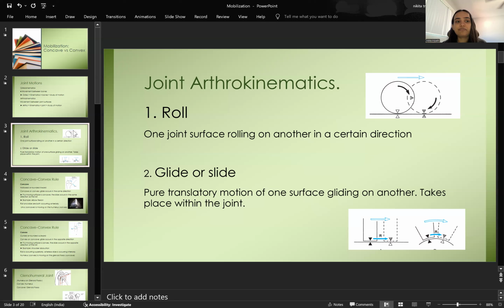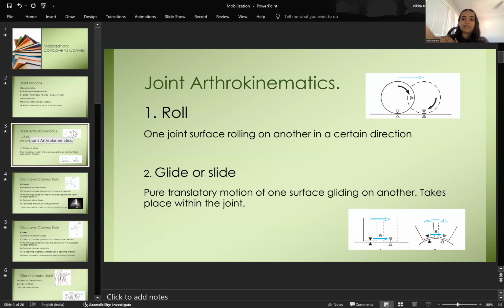So these are the terminologies: osteokinematic, arthrokinematic, rolling, and gliding. We should know these four terminologies. And remember one thing: rolling and gliding both happen at the joint level. We can't see with our naked eyes where the rolling happens and how the bone rolls. We can just feel the movement. We can't see the rolling and gliding with our eyes.